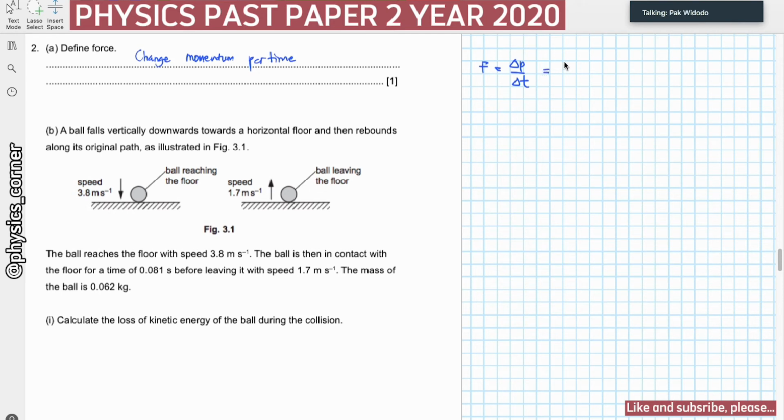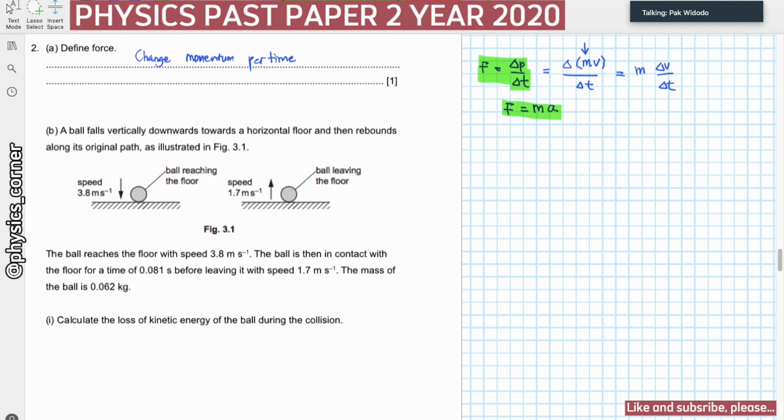You still remember, P is mass times velocity, right? So the mass is constant, so m delta V over delta T. Delta V over delta T is acceleration. So F equals ma. We break down the formula: Newton's second law comes from change of momentum per time. So this equation is the same thing as this one. That's it.